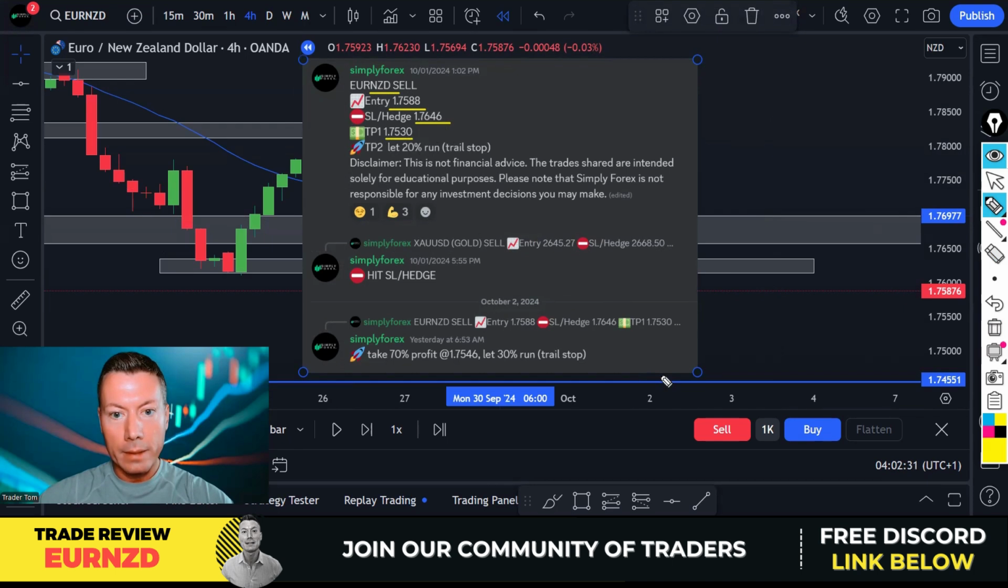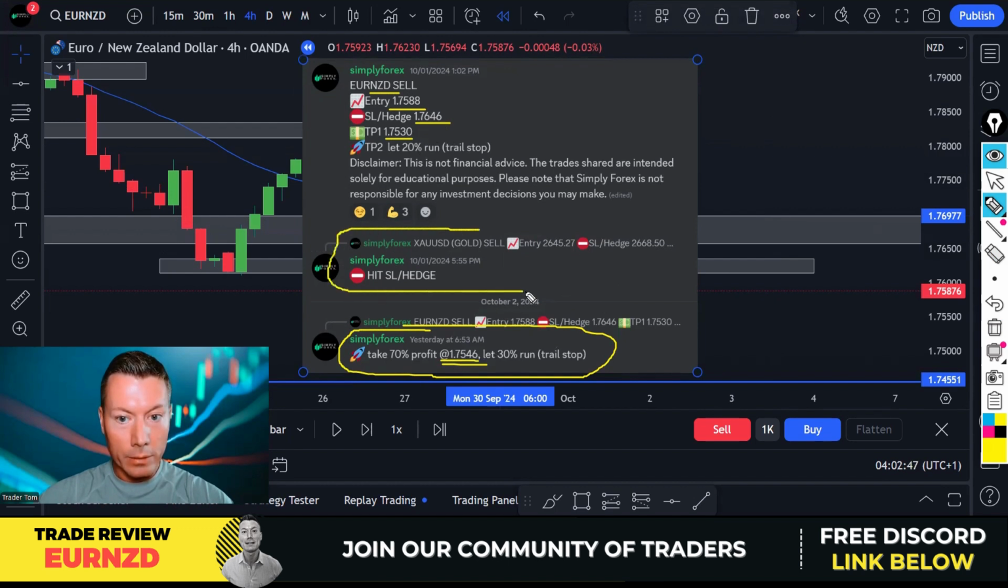my stop loss was here, and this was my target, okay? And as you can see, I ended up taking 70% at this price. Now, I'm going to explain exactly why I took 70% at this price, okay? You can also see I had a gold trade in here that just got wiped out on the back of the conflict in the Middle East, okay? But we'll look at the impact of that later. So this is the trade, okay?